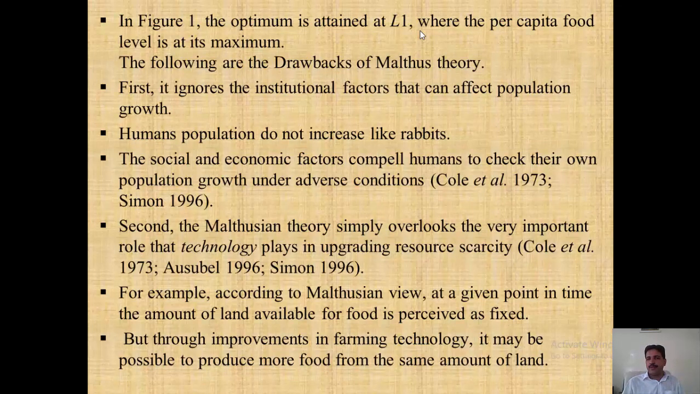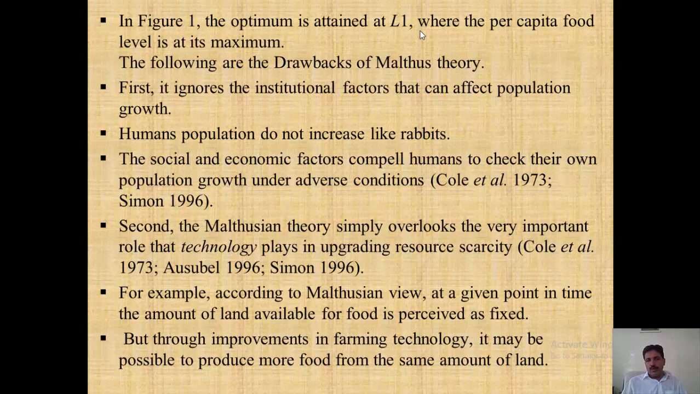The following are the drawbacks of the Malthus theory. This was something about the Malthus theory. The Malthus theory was criticized by many economists. First, it ignores the institutional factors that can affect population growth. This is the first criticism, that human populations do not increase like rabbits. The social and economic factors compel humans to check their own population growth under adverse conditions, according to Cole 1973 and Simon 1996; there are many factors which naturally control the human population.